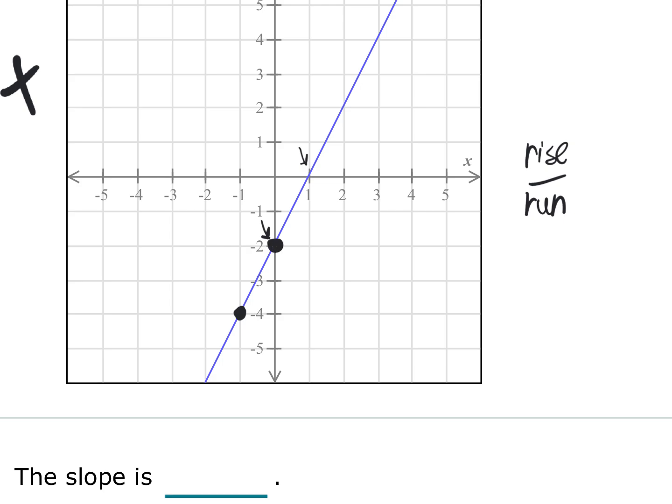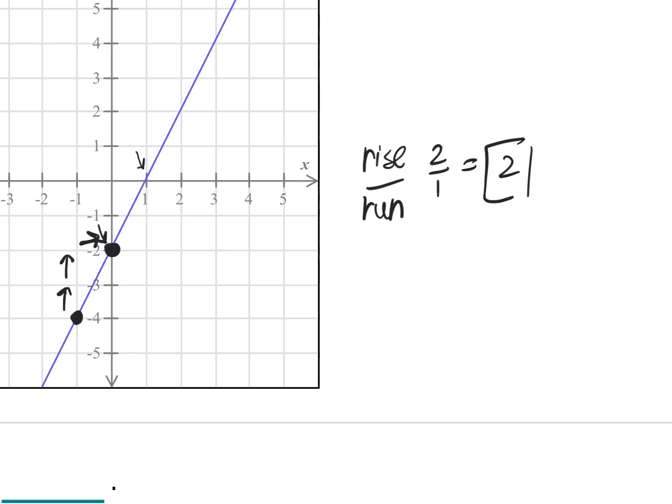So you start from the bottommost point and you rise. So going up, that's like positive, and I wrote down 3 at first, so positive 2, and we run 1 to the right, and when you run to the right, that's the positive direction as well. 2 over 1 simplifies to 2. The slope for this line is 2.